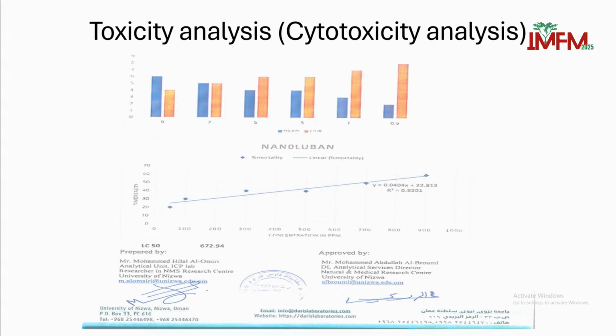This is the ecotoxicity test at Nizwa University. This analysis was done against shrimp last year, and it gave us an LC50 of 600 ppm. So we have good ecotoxicity results because our product in the market is only 1%, which is far away from the toxicity level.